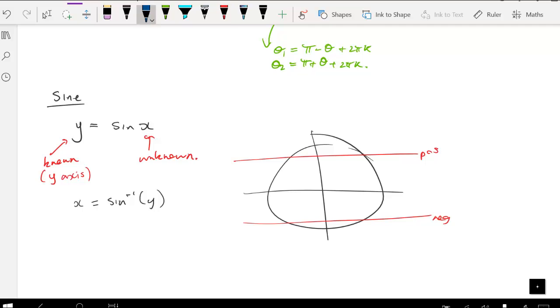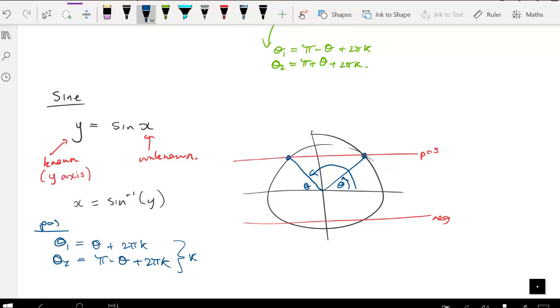And for the positive, here's our 2 points of intersection. And so we've got our angle, and then we've got pi subtract the angle. And so for the positive side of the solution, we've got our first angle, theta plus 2 pi k. And for our second one, we've got pi subtract theta plus 2 pi k, again where k is an element of a set of integers.